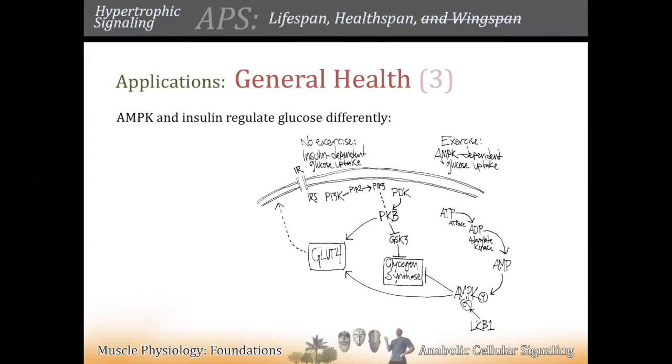We're going to go through glycolysis. Let's turn on hexokinase and PFK. Let's ramp up the rate of glycolysis. So it's AMPK dependent glucose uptake. This is better. AMPK is better than insulin.